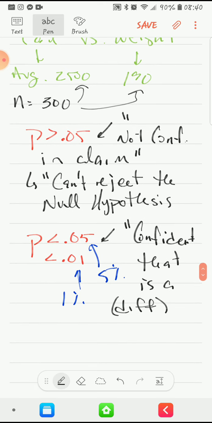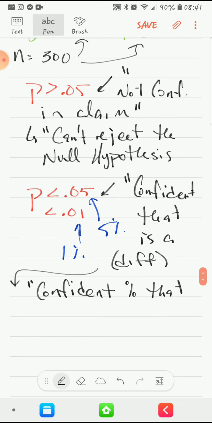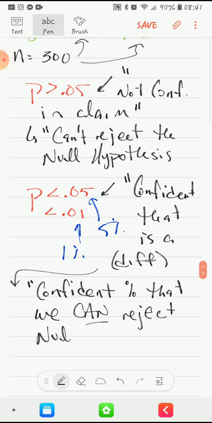Okay. And in the book case, you can say we're confident that we can reject the null. So confident within the percent value. So confident, percent, that we can reject the null. Okay. And so that's how that'll be presented.